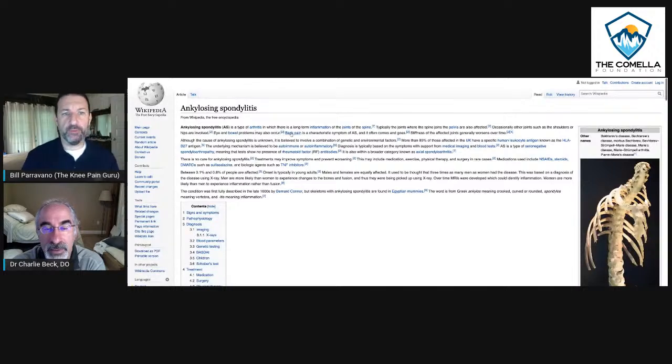Type of arthritis in which there is long-term inflammation of the joints of the spine. Typically, the joints where the spine joins the pelvis are also affected. Occasionally, other joints such as shoulders or hips are involved. Eye and bowel problems also occur. Back pain is a characteristic symptom, and it often comes and goes. I think that kind of covers it.